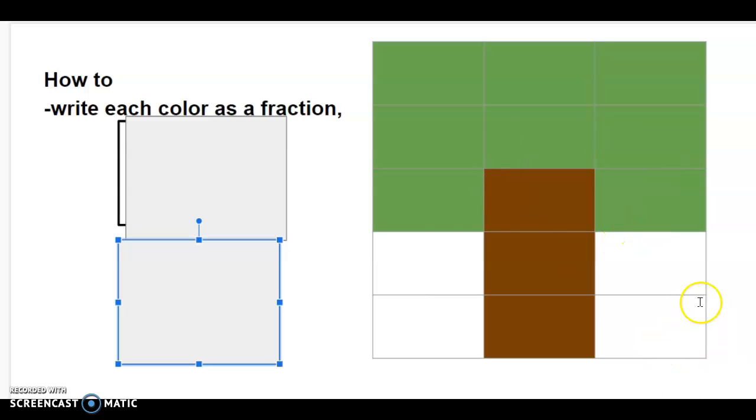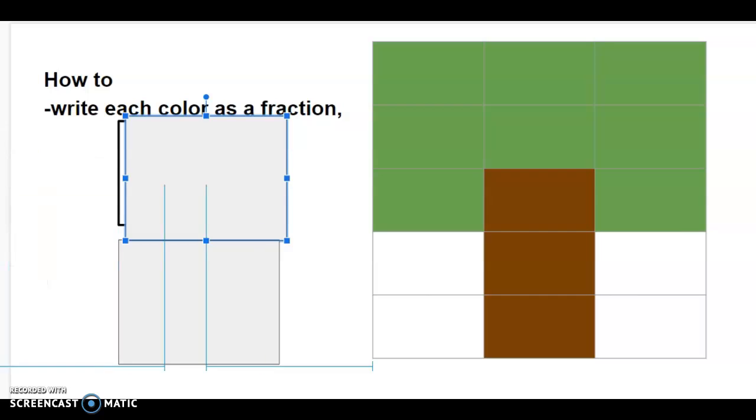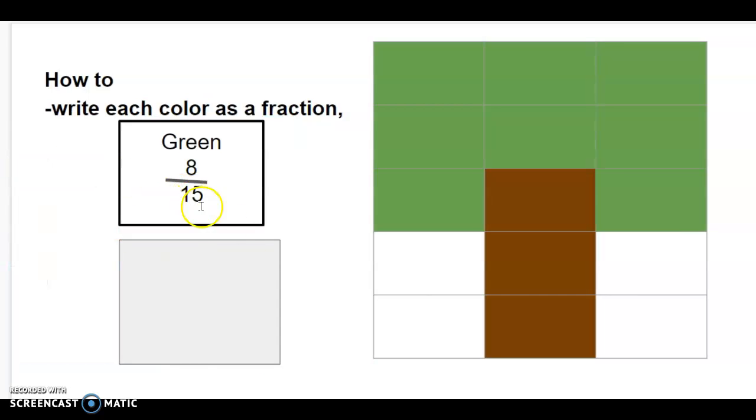So I have 3 different colors here. I have green, I have brown, and I have white. So what fraction are my colors? Well, I have 1, 2, 3, 4, 5, 6, 7, 8 15ths are green.